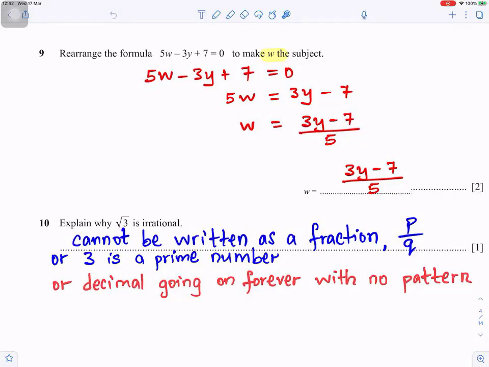Question number 10. Explain why square root of 3 is irrational. Irrational means you cannot express it as p over q. So it cannot be written as a fraction p over q. Or you can say that 3 is a prime number, so you cannot find the exact square root of it. Or you can say when you find the square root with a calculator, you will get a decimal which will keep going on forever with no pattern.